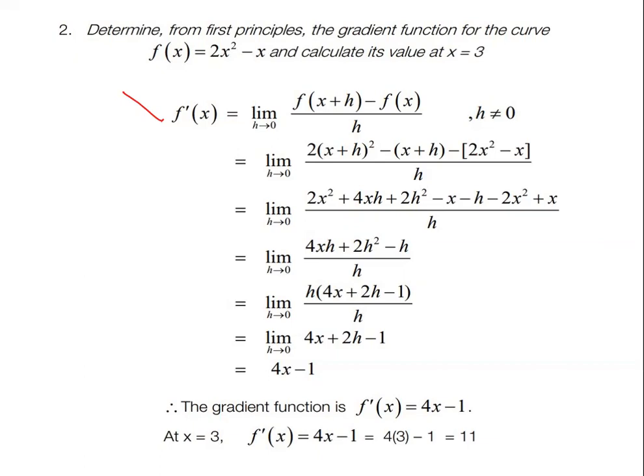As h tends to 0, 2h is going to be practically 0 as well, and you end up with 4x minus 1. So your gradient function, or the derivative, or the differential of 2x squared minus x is 4x minus 1. This is your gradient function. But you want the value when x equals 3, so you simply substitute 3 in the place of x, and you get 11. So the gradient of the curve f(x) equal 2x squared minus x at x equal 3 is 11.